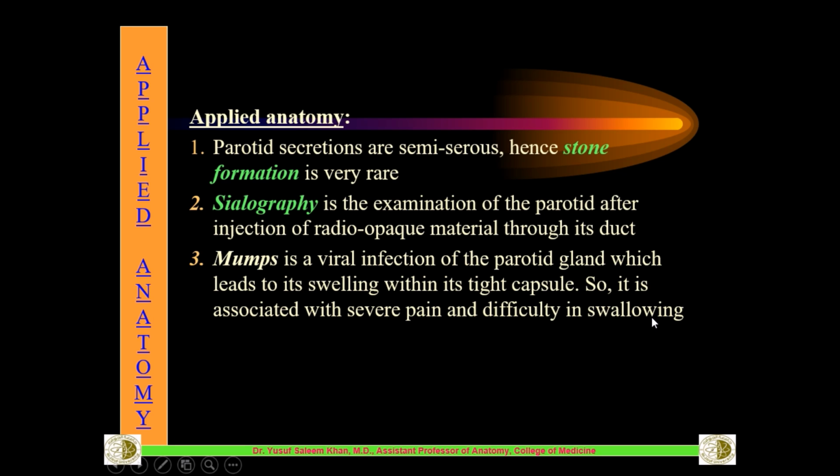So whenever there is mumps, especially in children, which is nothing but a viral infection of this gland, it leads to severe pain because the gland has no space to expand, as it is totally covered by a capsule. Then it leads to difficulty in swallowing, and the child will keep on crying as well as not take any feeds. So this is in case of mumps. These are some of the important features of the parotid gland.